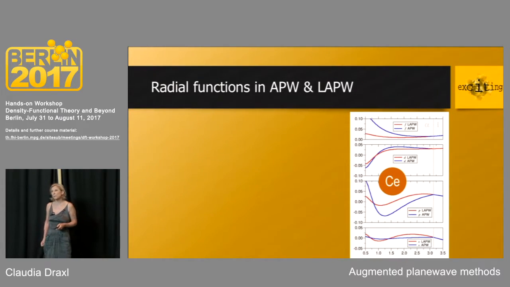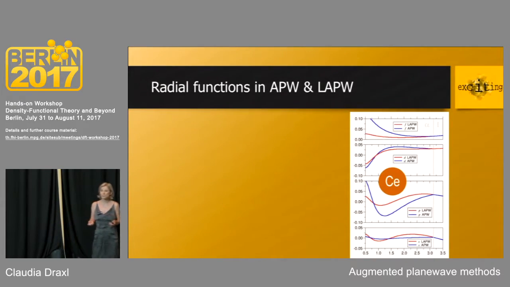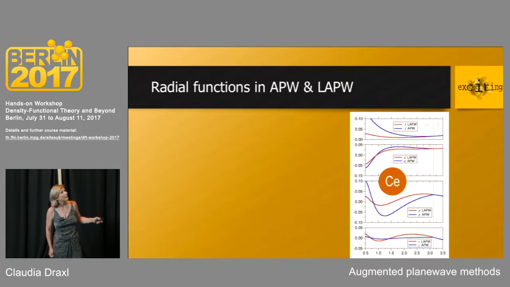But let me explain to you why this is so costly. You would assume making this basis function continuous up to the second derivative, you have a perfect basis function. This is indeed so. So look at this. This is a cerium atom. Here you have the S-like, P-like, D-like, and F-like basis functions. And the blue curves correspond to the APW. And APW only makes the value continuous at the sphere boundary. So the sphere boundary is indicated here by this gray line. Whereas the LAPW makes also the slope continuous, which looks much better, of course.